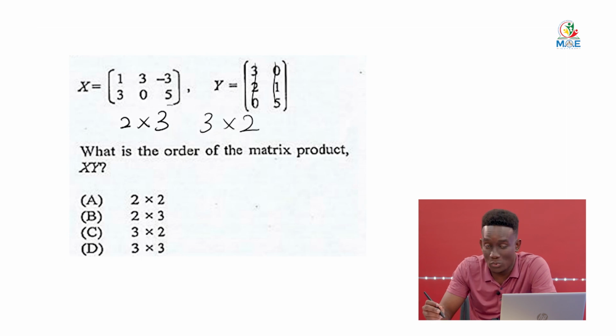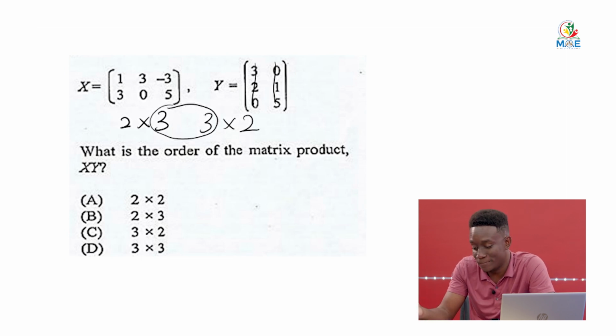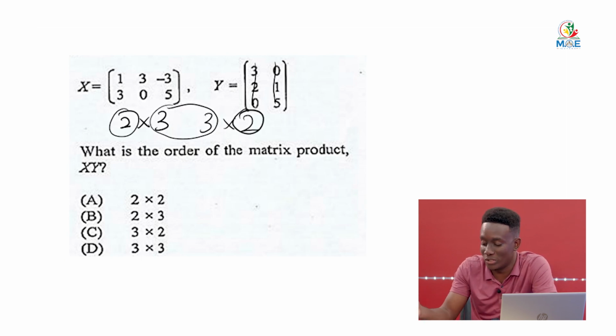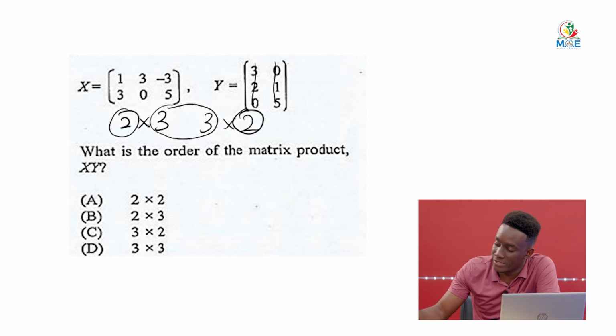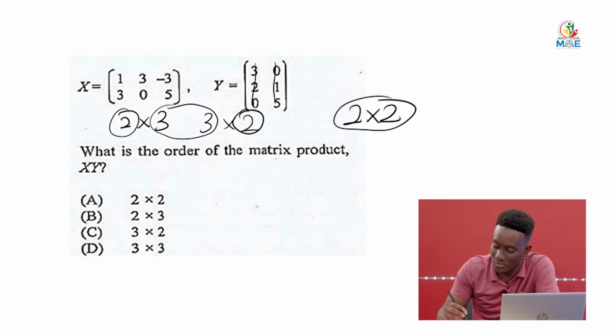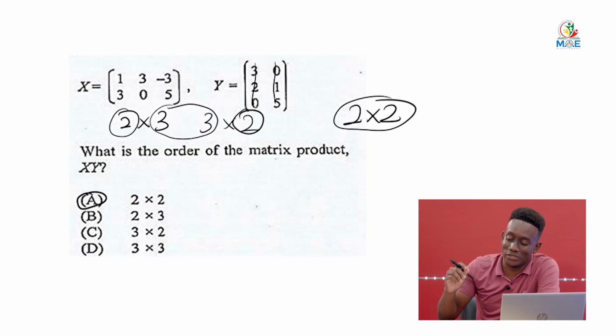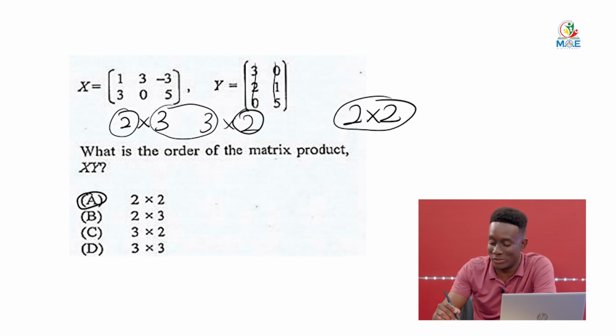So the two inner numbers will tell you about the compatibility, and the two outer numbers will tell you what the order of the product will be. So we see the order of the product will be a 2 by 2 matrix, which is simply A. Some people will want to go and multiply x times y, and then you will get a 2 by 2, but you don't need to go through all of that. That would waste a lot of time. You just need to find the order of the two matrices and take the two outer numbers, and that will give you the order of the product.